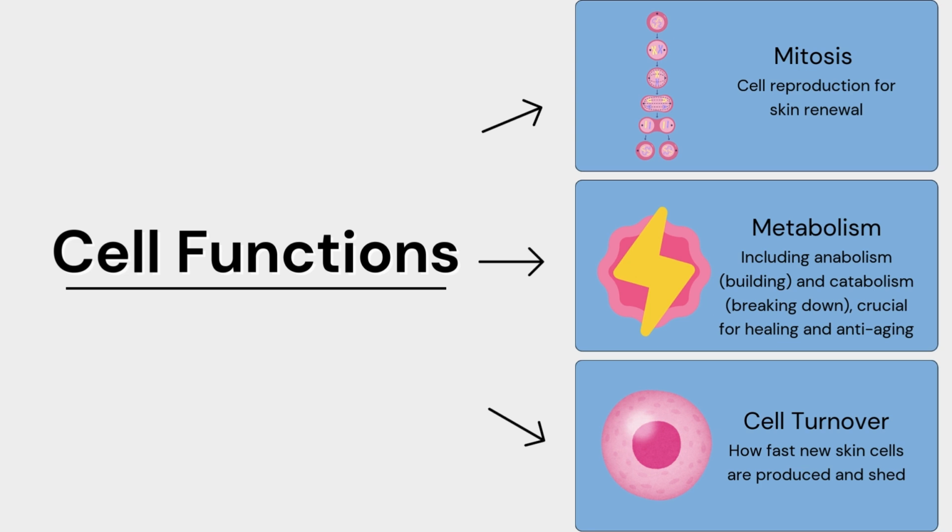Cell turnover is the natural process by which old or damaged cells are replaced with new ones, essential for maintaining skin health and overall tissue integrity. Cell turnover is a biological process that refers to the continuous shedding of old cells and the generation of new ones. This process plays a crucial role in various tissues throughout the body, particularly the skin.